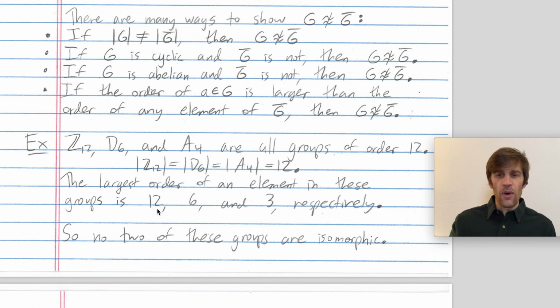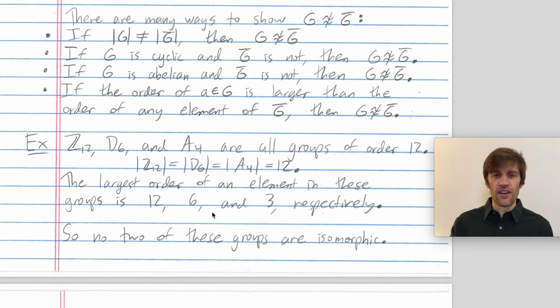So Z12 is cyclic. The element 1 is a generator, and the order of element 1 is 12, right? 1 plus 1 plus 1 plus 1 and so on is never equal to the identity until you've added 1 together 12 times, and then you get back to the identity.